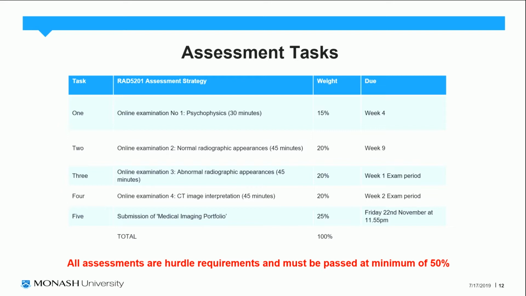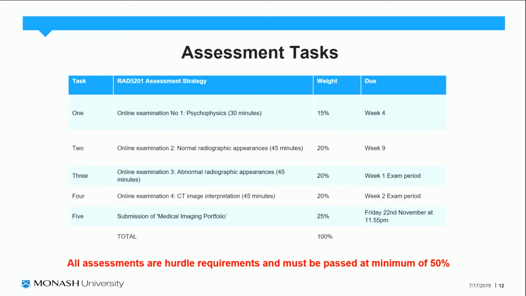Task 1 is an online exam, which will focus on the psychophysics of vision, and that will be a Moodle quiz with short answer scenario-based questions as well. And the duration of that will be 30 minutes. The weighting for that is 15%, and it will take place during week 4.